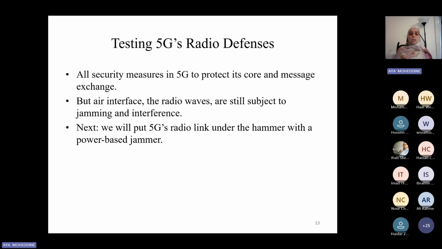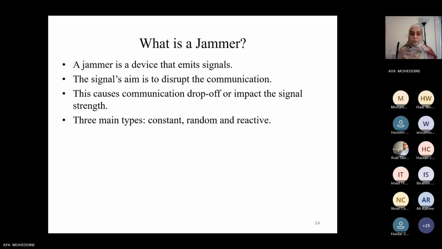In the next slides, we will see exactly what a power-based jammer is and how to implement it, its effect on the radio signals, and how to detect it from the data generated from the 5G network. But before entering into details about the power-based jammer, what is a jammer?